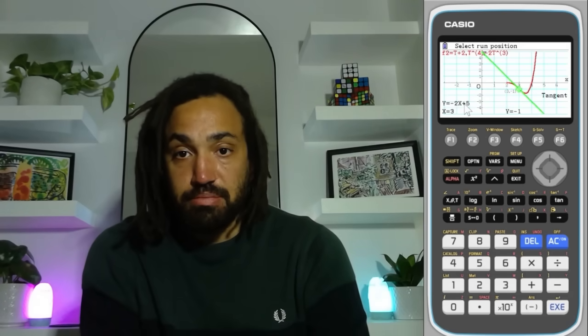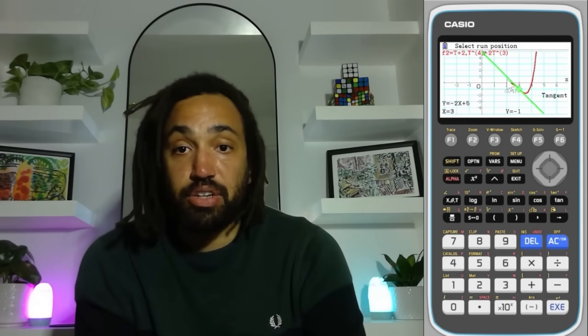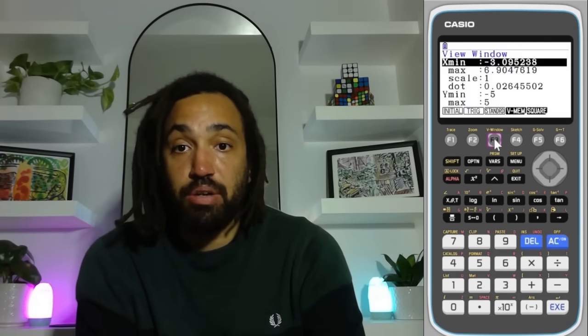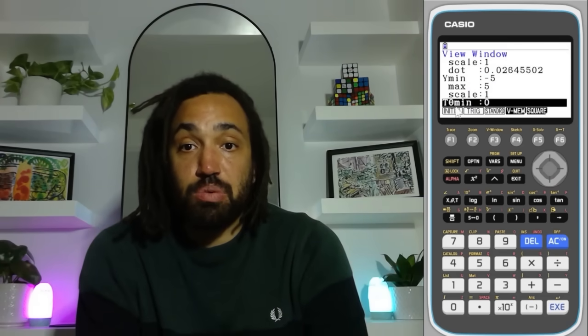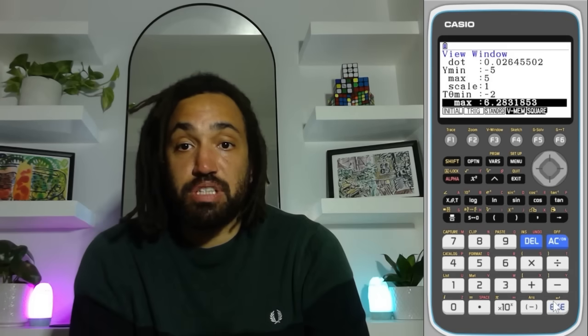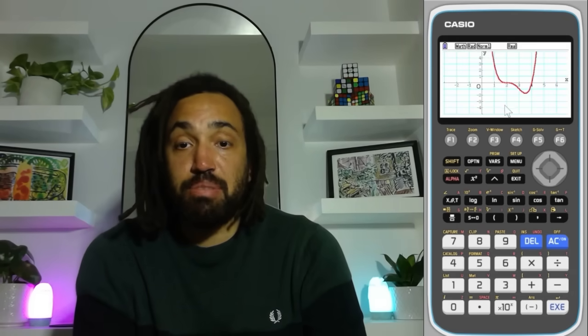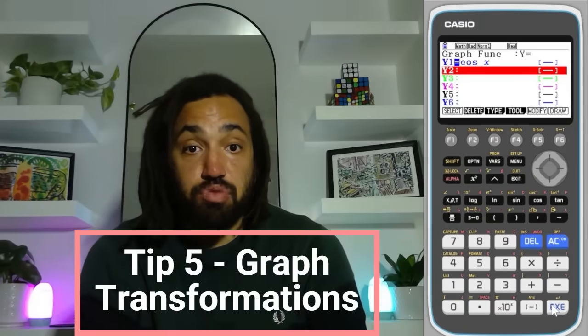Fantastic. Now that graph looks a bit funky, and what I can do is I can click on V-Window, because as standard the graphs are drawn with t equals 0 as the minimum, but I can change that so that -2 is the first t value, and that will give me some more of the graph to the left hand side. Tip number 5, graph transformations.